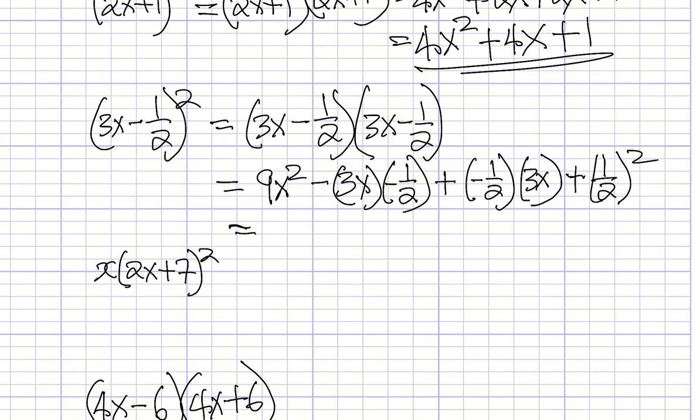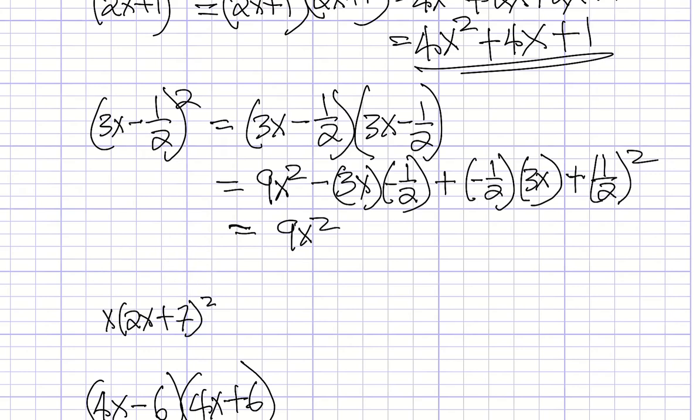Okay, so you simplify. What do you get? You get 9x squared. We're going to run out of space, so I'm going to move that down a little bit. Alright, so we keep going. What is this thing here? We're dealing with that one.